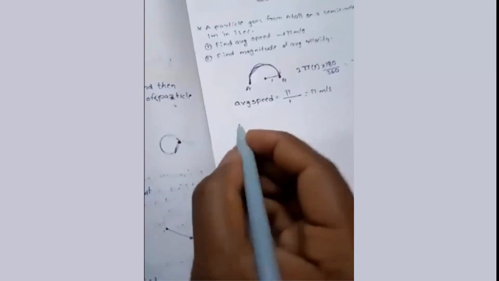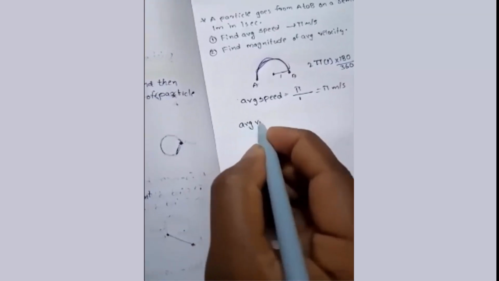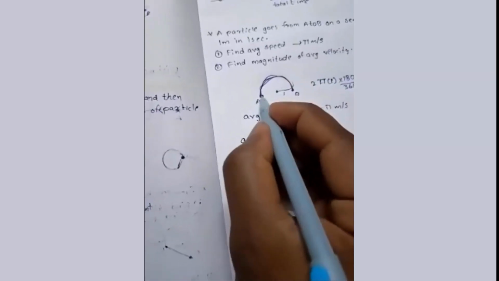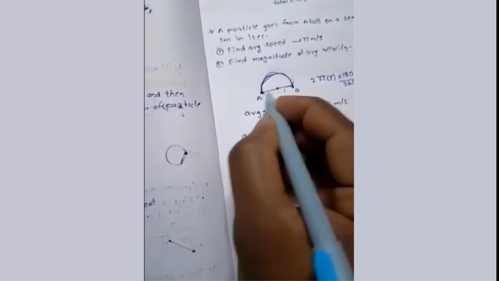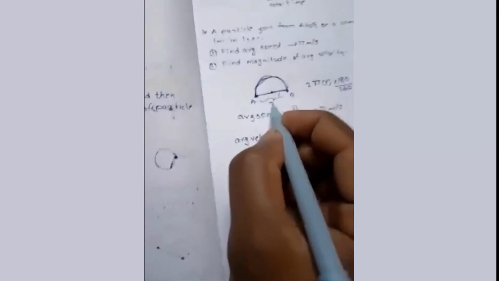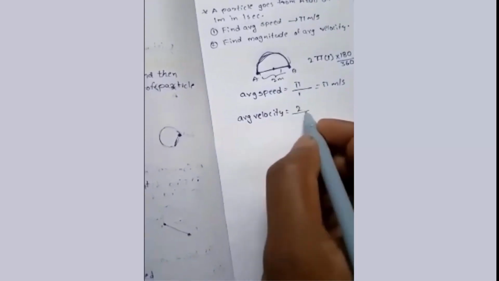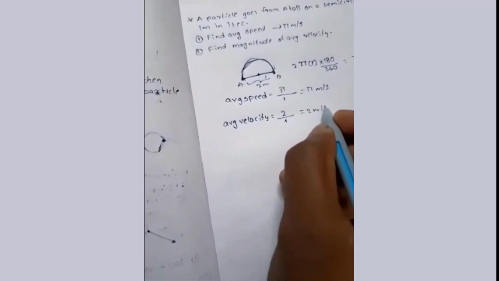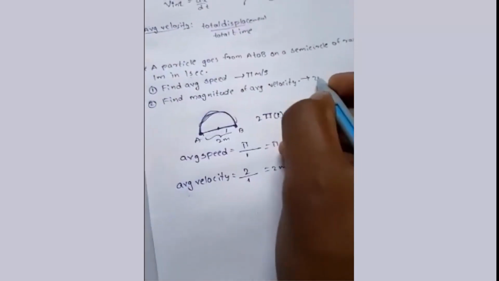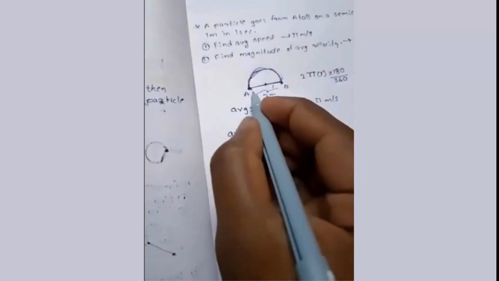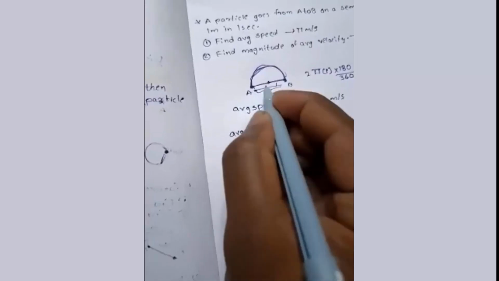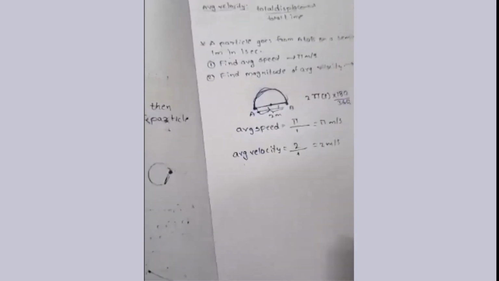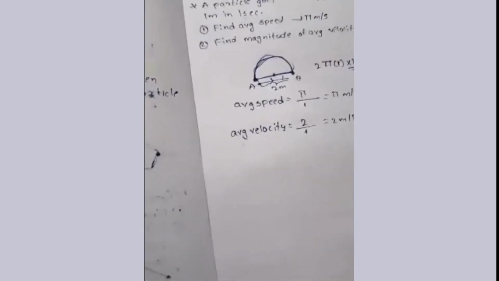But average velocity is total displacement. What is the displacement? Initial point, final point. Distance between initial and final point is 2 meters, by total time taken 1 second, equal to 2 meter per second. The magnitude of average velocity is 2 meter per second. If he asks the direction, A to B, this direction, here i and j are not denoted, so he just asked the magnitude.